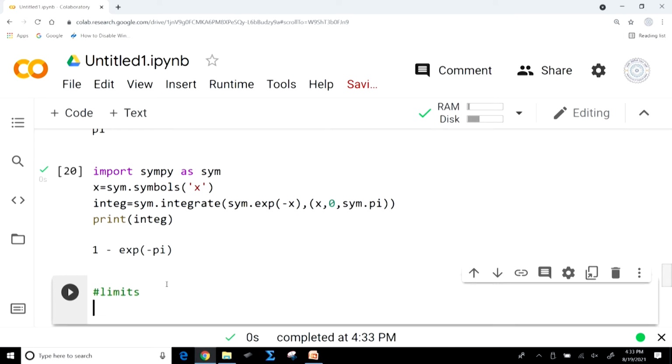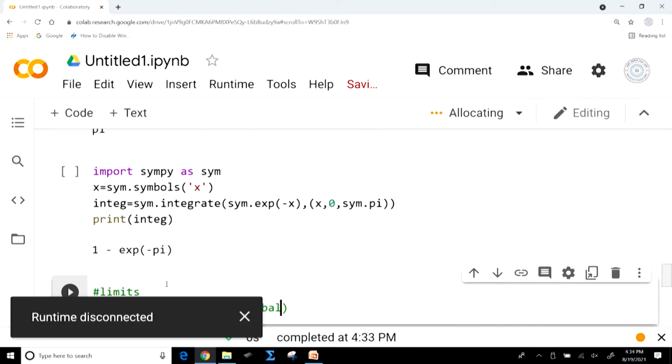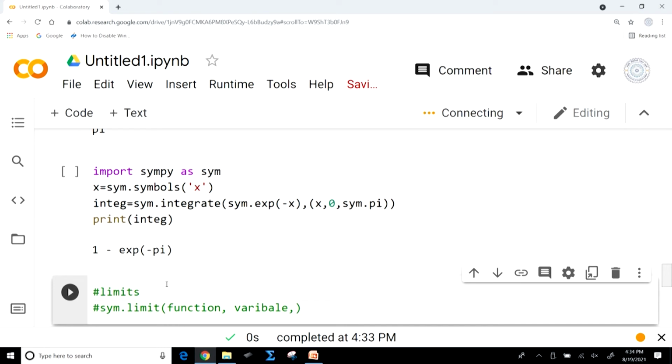Okay. So, how can you compute a limit? For limit, the command is something like this: simp dot limit. Then the function for which you want to calculate the limit, then the variable, and then the point at which you want to find out the limit of the function.